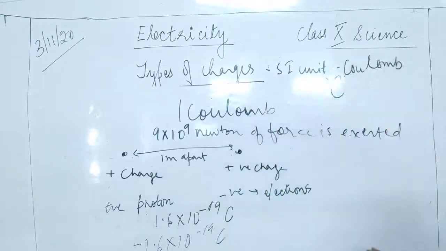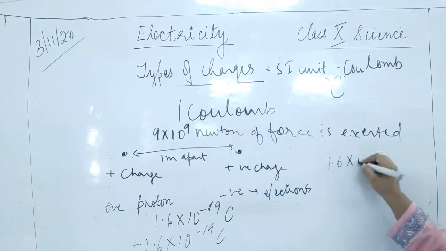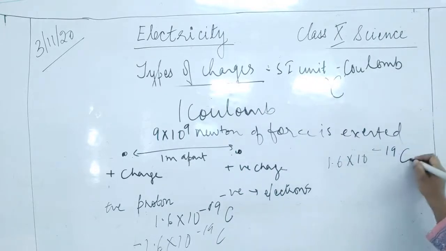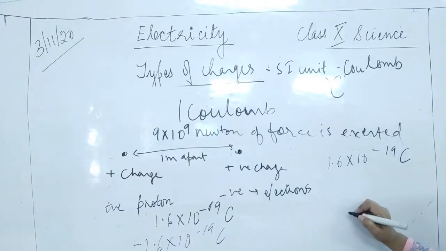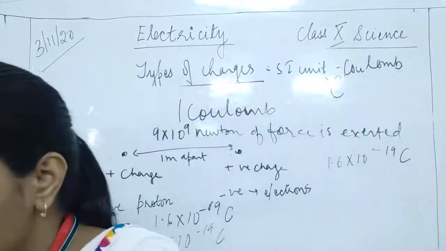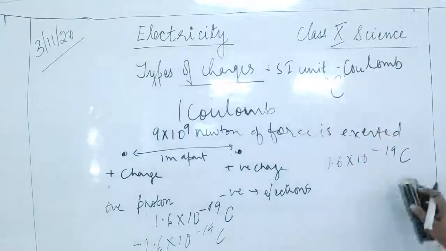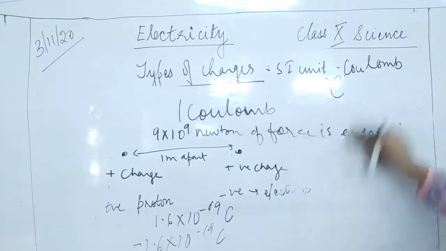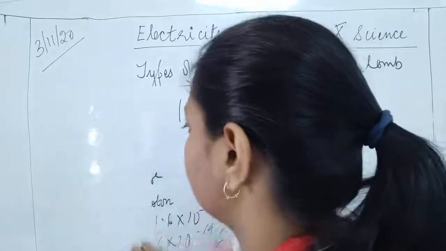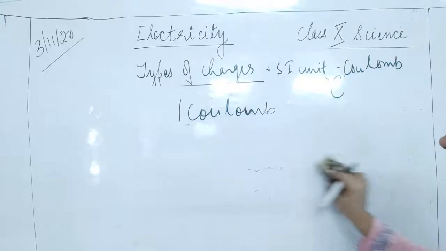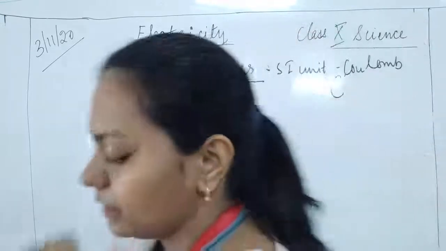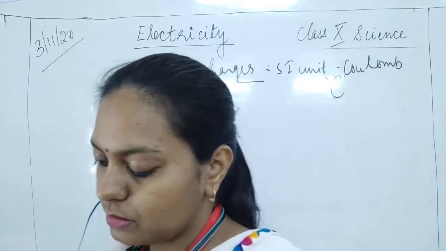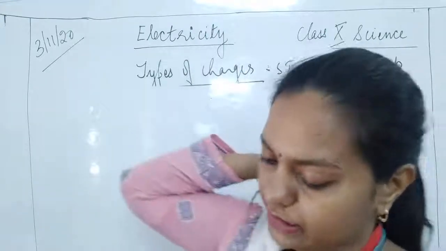So if the charge of an electron is 1.6 into 10 to the power minus 19 coulomb, now regarding the number of electrons, they can ask you a question like how much charge there will be in one coulomb. If it is negative, it would be 1.6 into 10 to the power minus 19, and if it is positive, then 1.6 into 10 to the power minus 19 coulomb in the positive charges it would be. Okay, so this was about the way by which we can calculate it.